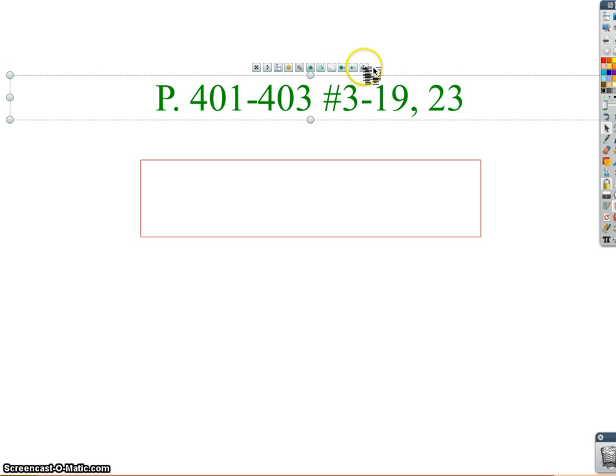All right, why don't you go ahead and practice some more. Here's page 401 to 403, 3 to 19. That should say 3 to 19 all. Apologize about that. So 3 to 19 all. Let's go ahead and fix that for you.